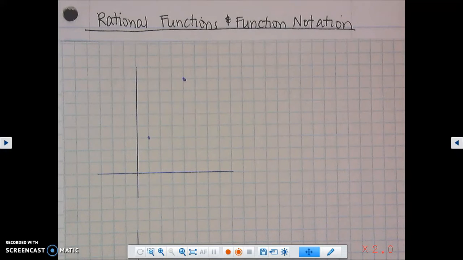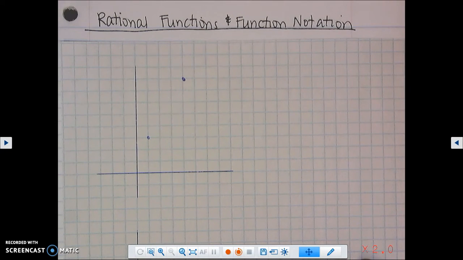Today we're going to be introducing rational functions and function notation. This is a concept that's going to come up in calculus, but we're going to talk about where it comes from here in Algebra 2. We're going to start first by just looking at how we would find the slope between these 2 points.